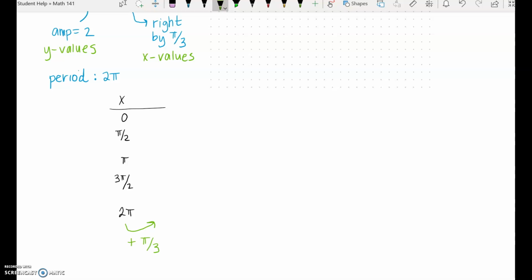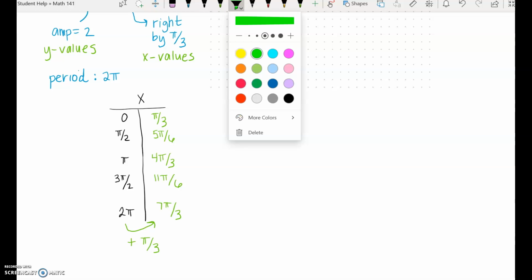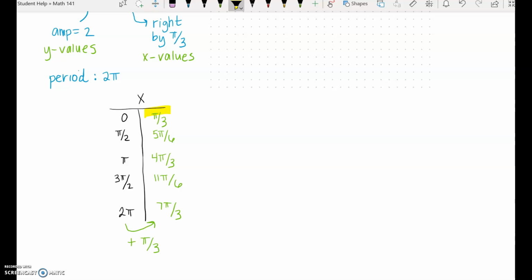So I'm going to end up with pi over 3 here. Use a calculator to add all of these fractions together. This will be 5 pi over 6. This is 4 pi over 3. This is 11 pi over 6. And then 7 pi over 3. If you're doing this by hand, you have to change everything to have a common denominator. I think it's easier just to use a calculator in this particular case. So these are the x values that we're going to end up graphing right here.